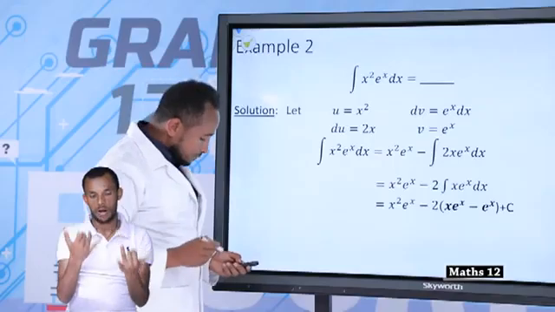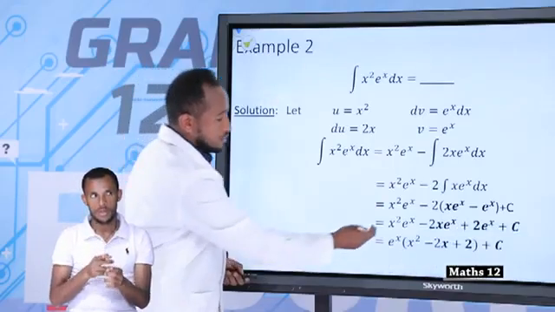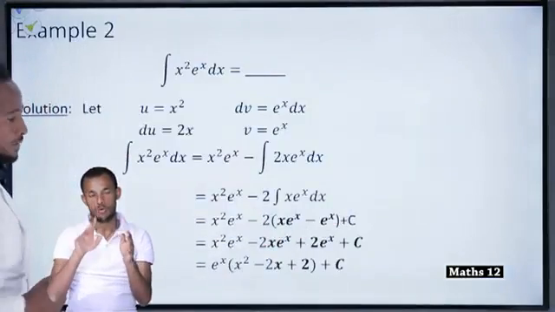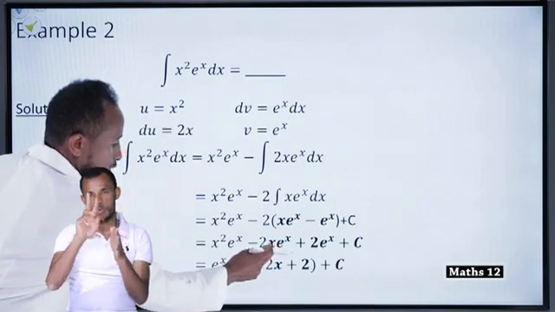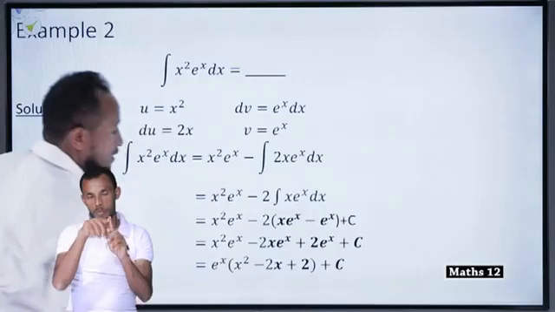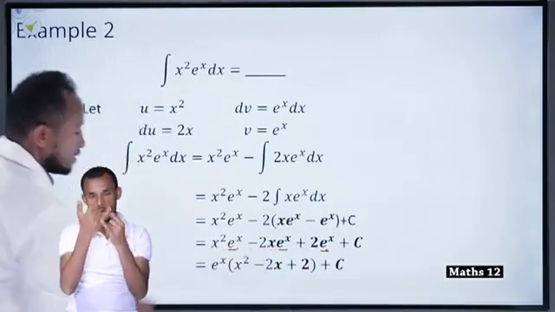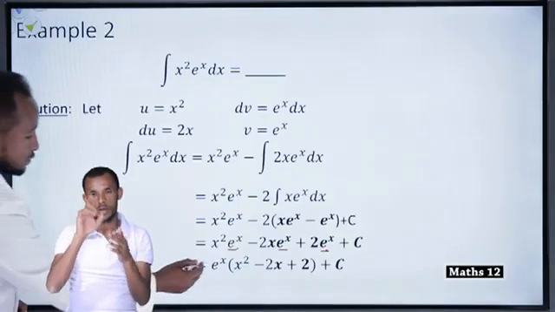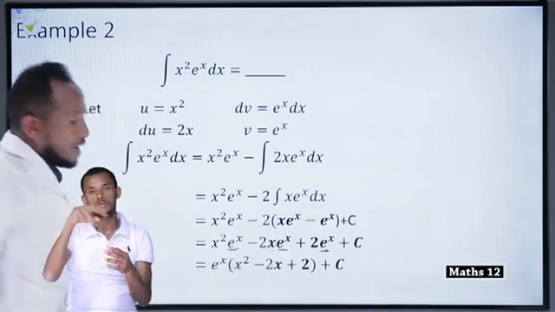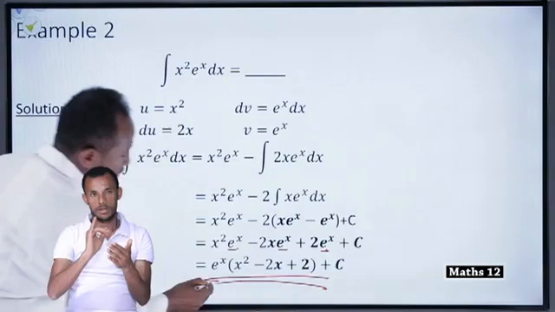Okay, now, so this is the final answer. You can simply multiply minus 2 into the brackets. So minus 2 times x e raised to x gives minus 2x e raised to x, and minus 2 times minus e raised to x is plus 2 e raised to x, plus some constant c. By factoring e raised to x outside, you will have e raised to x times x squared minus 2x plus 2, plus some constant c. So this is the final answer.